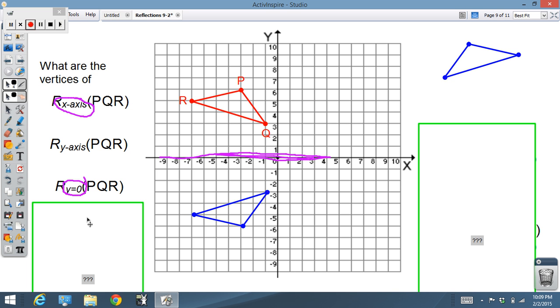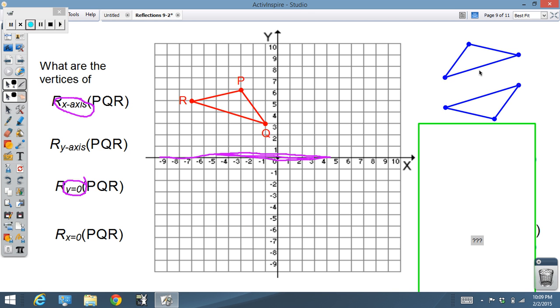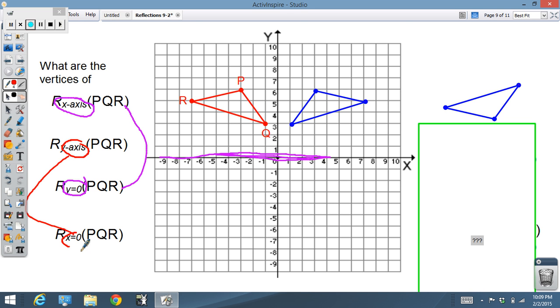Same thing's going to happen down here, guys. The line x equals 0 is, of course, the y-axis. So just like these were the same, these also are the same. Remember, the y-axis and the line x equals 0 are both this line right here. So we got the same thing listed several different ways.